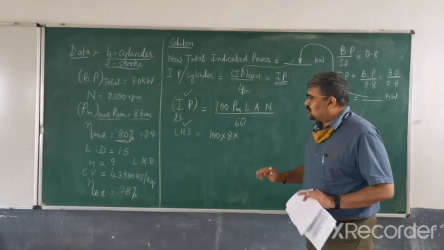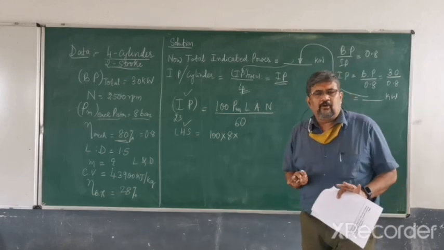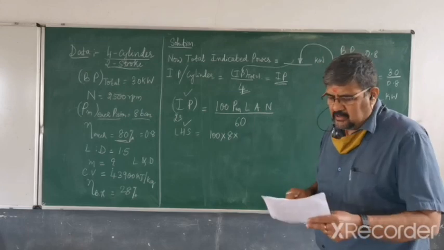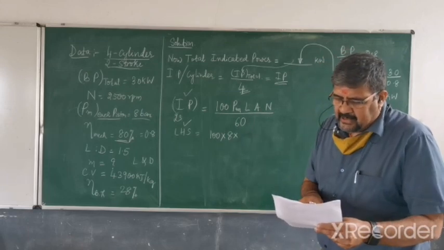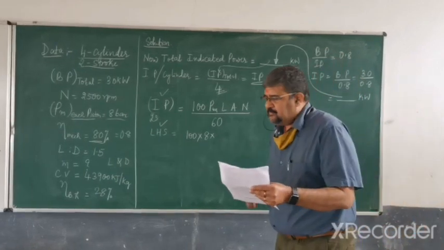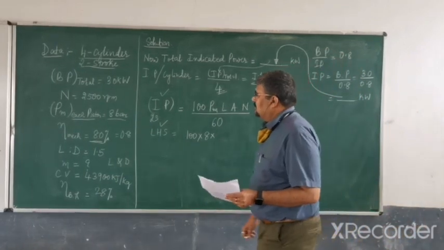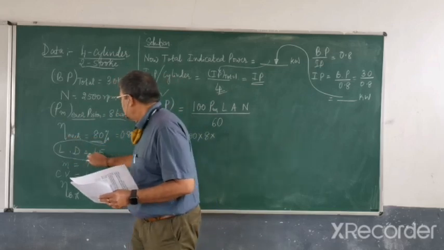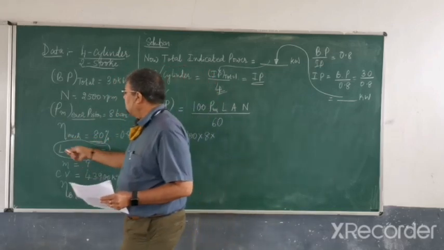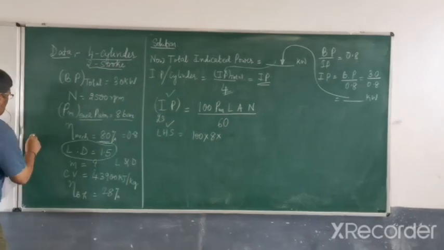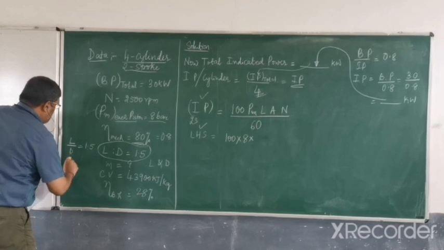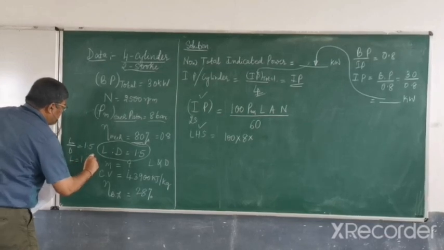Then the stroke length is not given to us, and the bore diameter is also not given to us. So we are required to find out both of them. Calculate the diameter and stroke of each cylinder. That is what is asked. So this equation is given to us, and the L by D ratio is given to us. L is to D is 1.5 means L by D is equal to 1.5, or L is equal to 1.5 D.